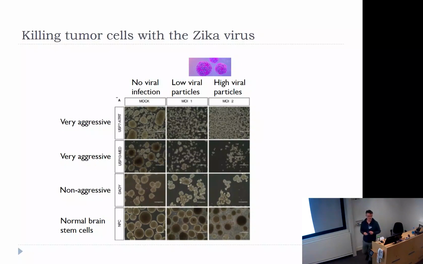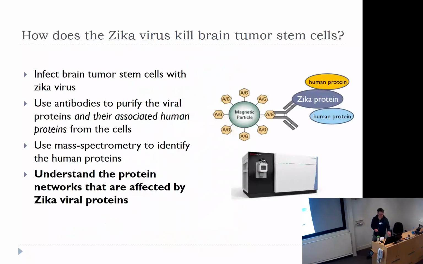So we know that Zika can target these brain tumor cells, and we know that Zika can kill these cells. So the question that we're really addressing with the techniques that I told you earlier about is, how does this happen? How does the Zika virus kill brain tumor stem cells? And this is the kind of experiments that we're doing.